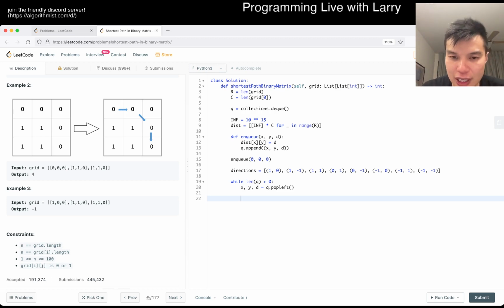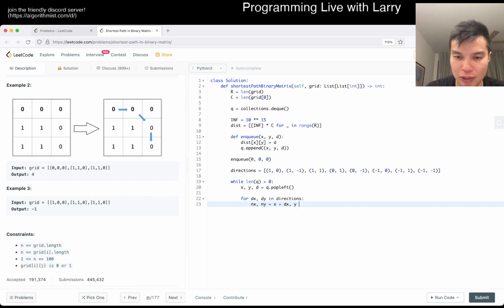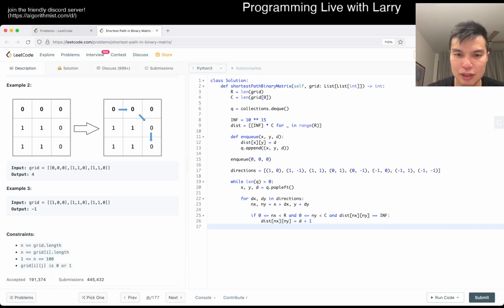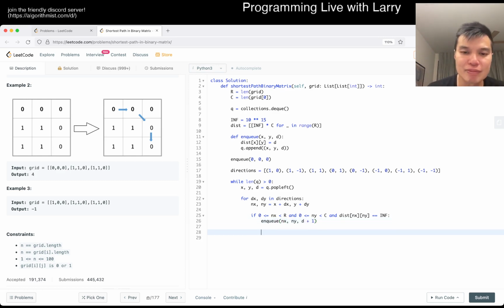Okay, so then now for dx, dy in directions, next x, next y is equal to x plus dx, y plus dy, and then if nx is in bounds and the distance of nx, ny is equal to infinity, then we can do it. I guess we don't have to do it. That's pretty much it, really.